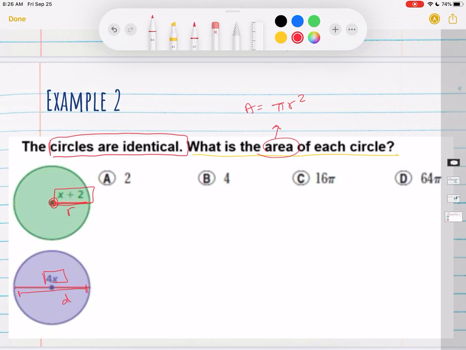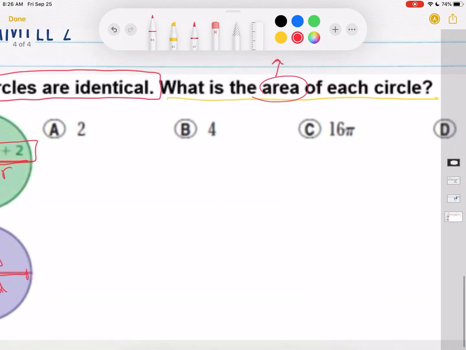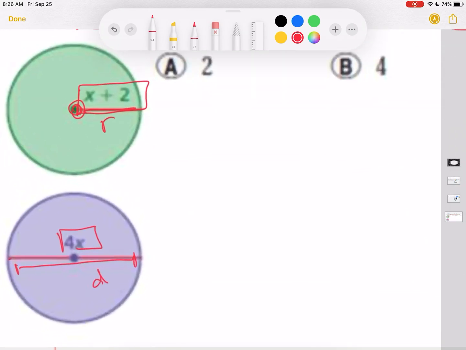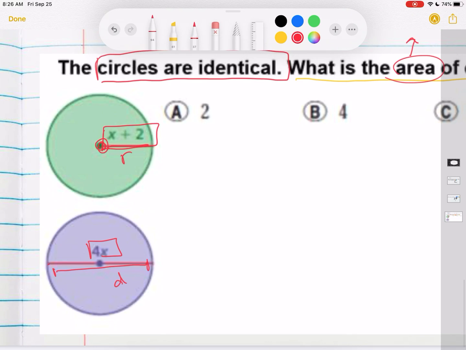Well, let's look at this. We don't know our radius. Well, we do know our radius is x plus 2, right? Our radius is x plus 2. We don't know an actual number. And because our circles are identical, our green circle with the radius of x plus 2, our purple circle also has a radius of x plus 2, right? It's not labeled on there, but it also has a radius of x plus 2.